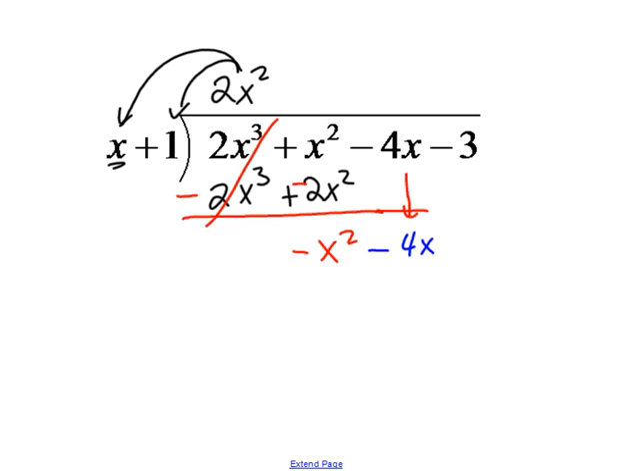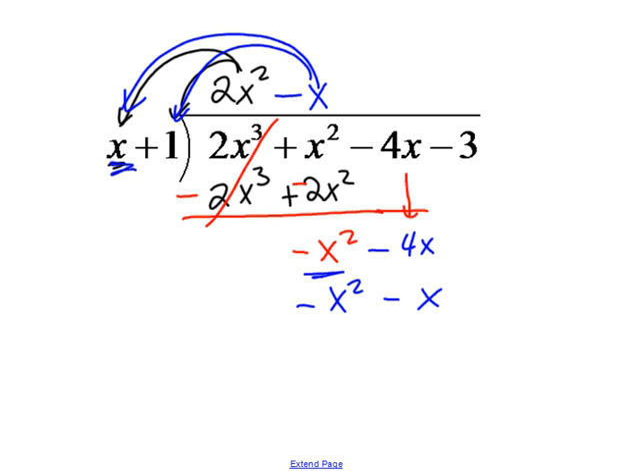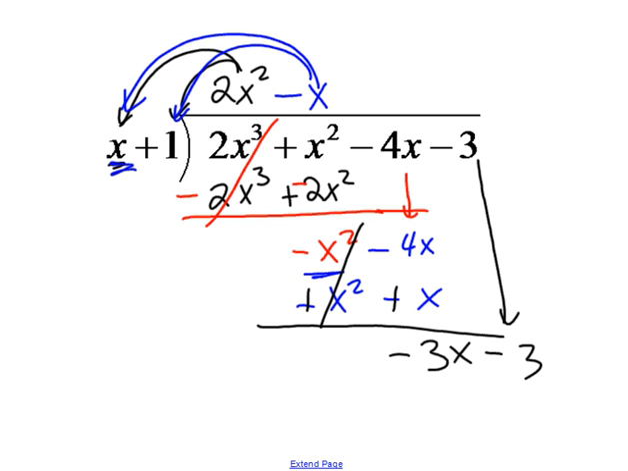Then you ask yourself, x times what gives me negative x squared? Negative x does. You multiply that through, and I get negative x squared minus x. Then we go through and we subtract, so this would become a plus, and this would become a plus. Those go away, and you're left with negative 3x here.